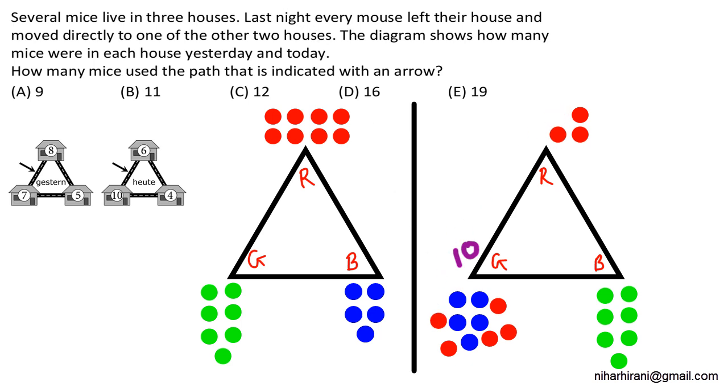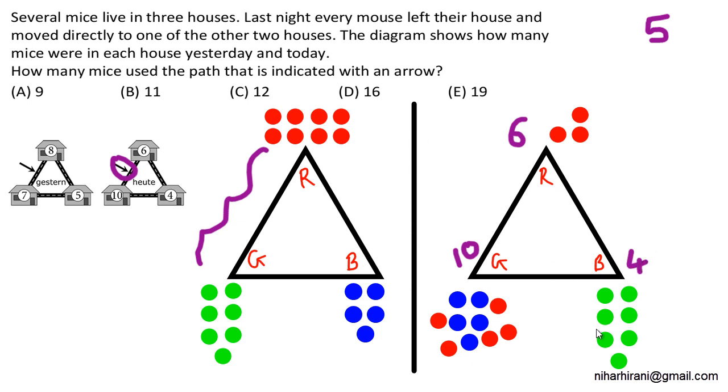Now the question says how many mice are going to use this route. So already 5 mice use this route, isn't it? They have given an arrow over here. But is it perfect? No, it is not perfect. What target are we looking for over here? We are looking for 6 over here and we are looking for 4 over here.